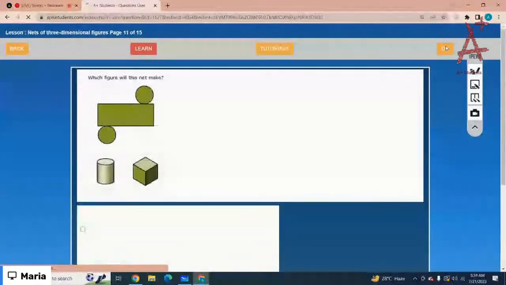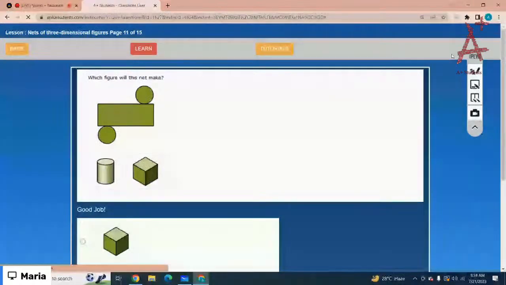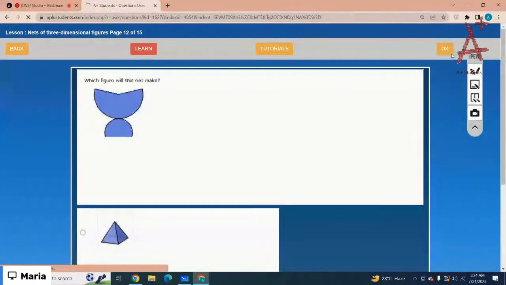Which figure will make this net? The second one, it will make the cylinder. Which figure will make this net? One or two? It would be the second one, cone.